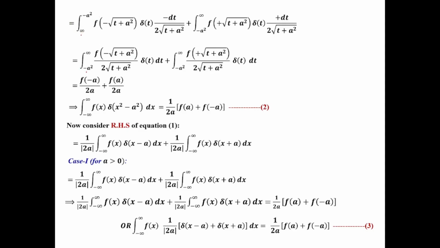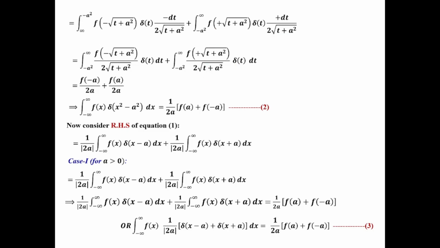Here, infinite to minus a square, now it will be minus a square to infinite, f of minus root over t plus a square by this term, 2 into root over t plus a square, delta t dt, right? And here, this value as such I have written by this value, 2 into root over t plus a square, delta t dt. Okay.